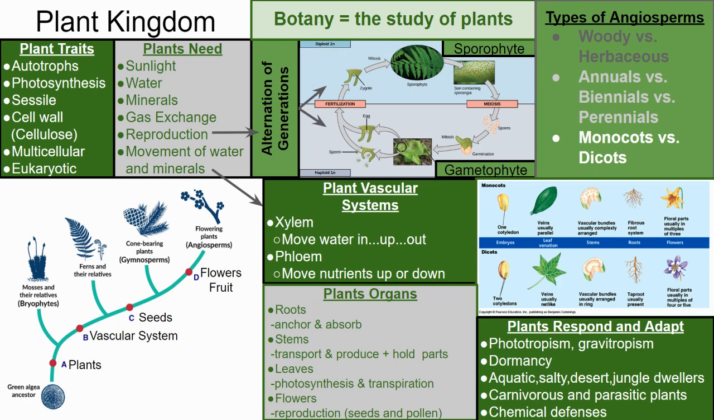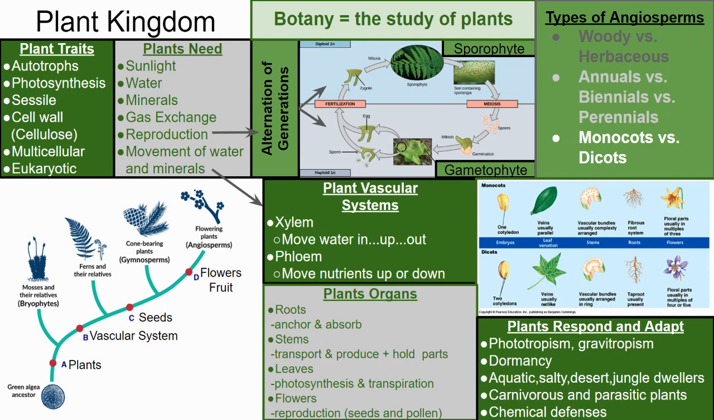Now, this slide looks very complicated, but we're going to break it down. First, focus on this square right here. Plants have certain traits that are different from animals and fungus and bacteria and protists and archaea.